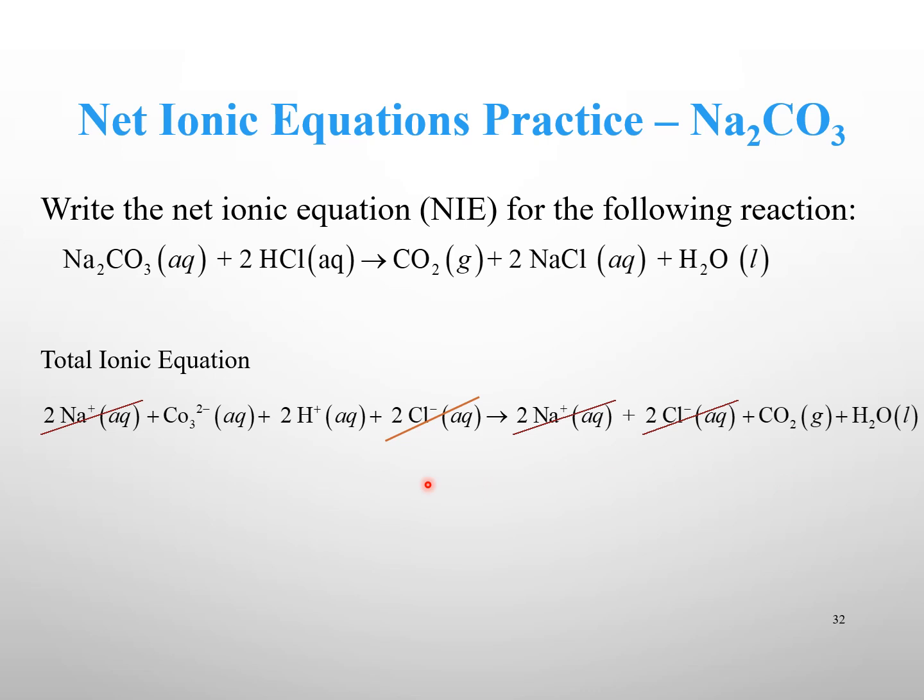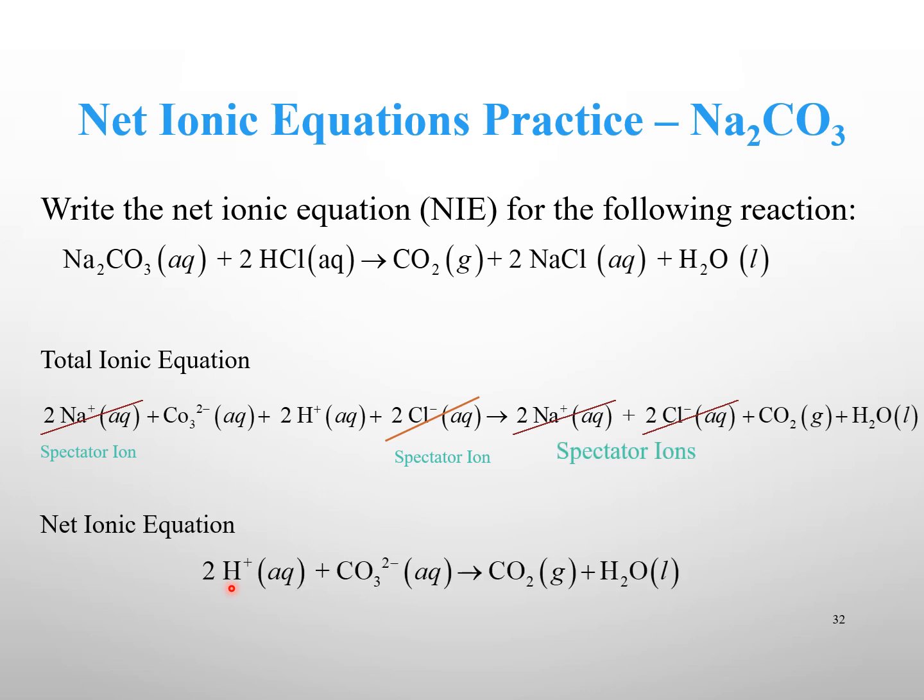Okay, so my spectator ions again are Na and Cl, so let's cross those guys out, and all you have left when you remove the spectator ions will be the net ionic equation, which in this case is H plus, 2 of them, plus carbonate ion equals carbon dioxide plus water.